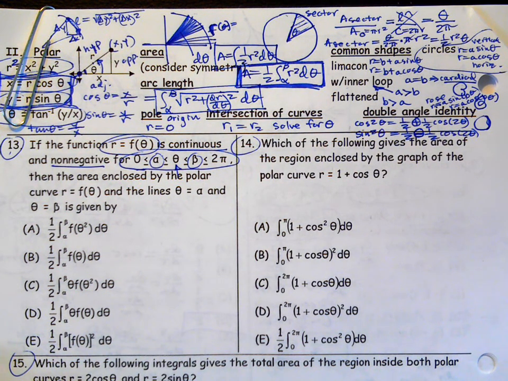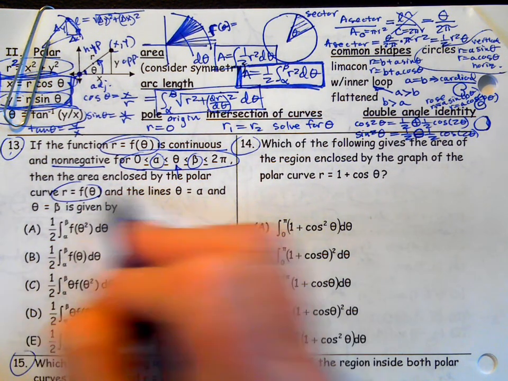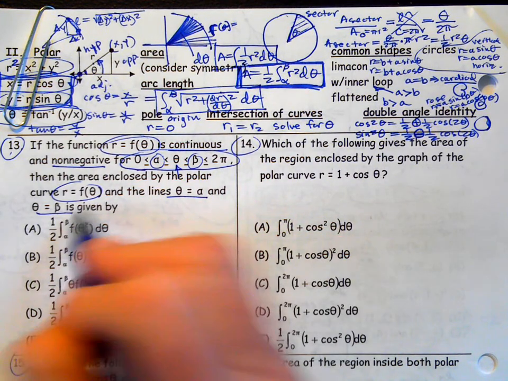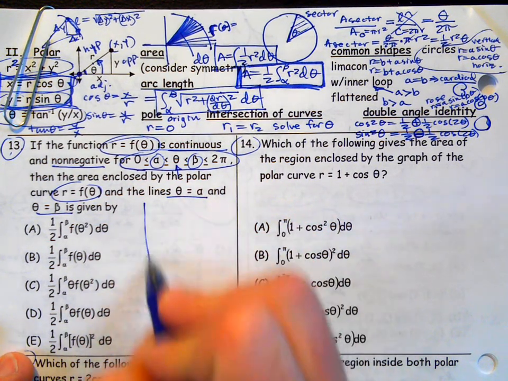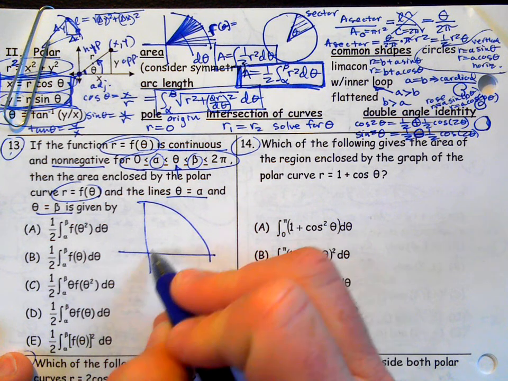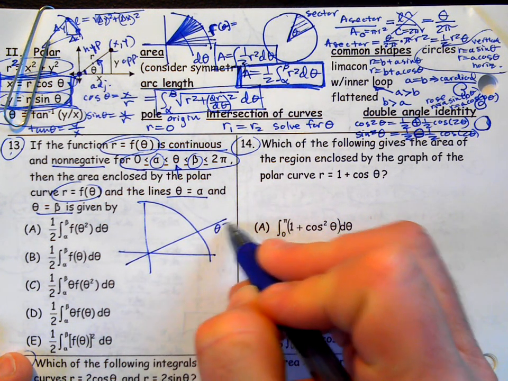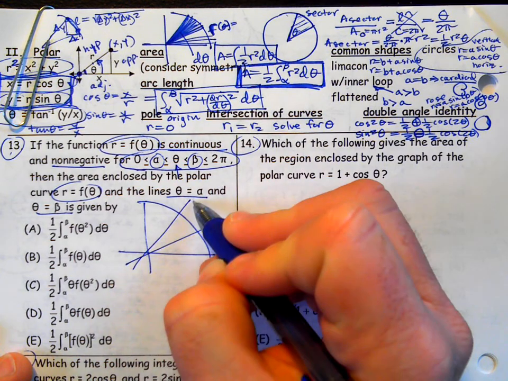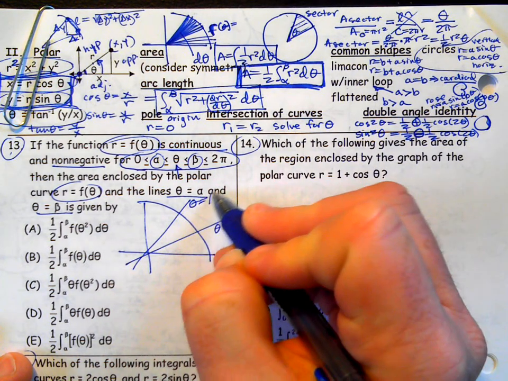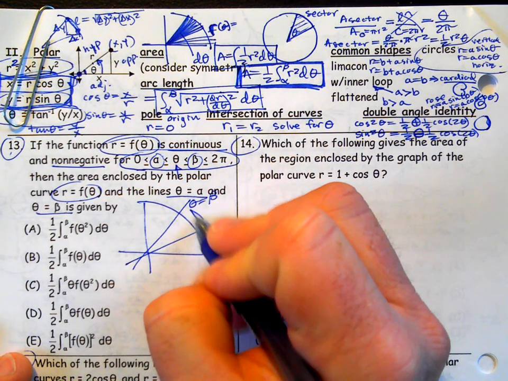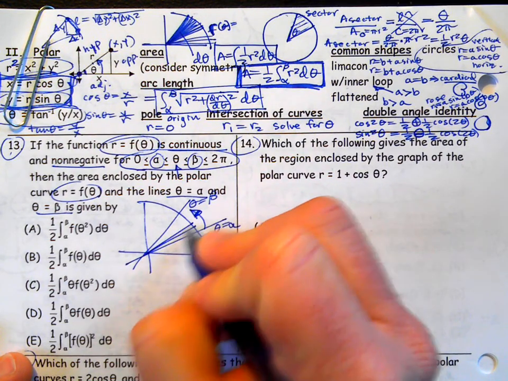The area enclosed in the polar curve for r equals f of theta from alpha to beta is what? And so this is very general, but you could draw a curve and say, okay, well, it's going to be theta equals alpha to some theta equals beta, and it goes this direction. And so we're trying to find that area.